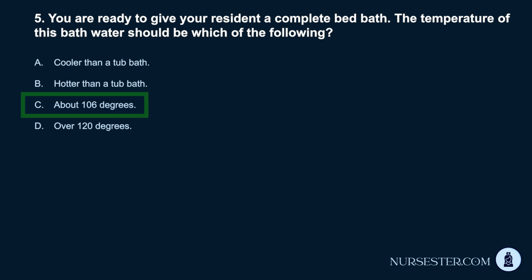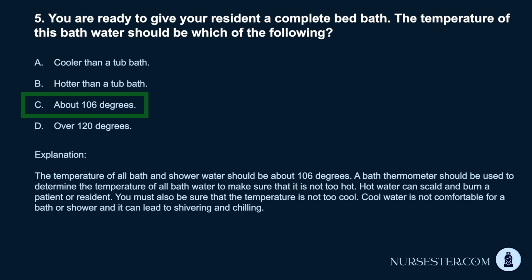Correct answer, C. About 106 degrees. The temperature of all bath and shower water should be about 106 degrees. A bath thermometer should be used to determine the temperature of all bath water to make sure that it is not too hot. Hot water can scald and burn a patient or resident. You must also be sure that the temperature is not too cool. Cool water is not comfortable for a bath or shower and it can lead to shivering and chilling.